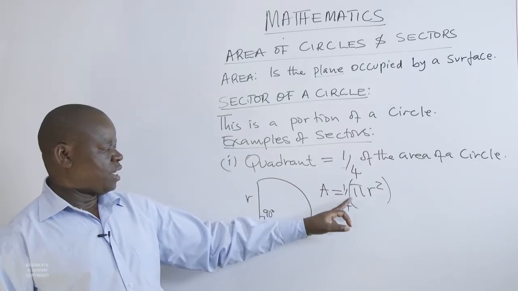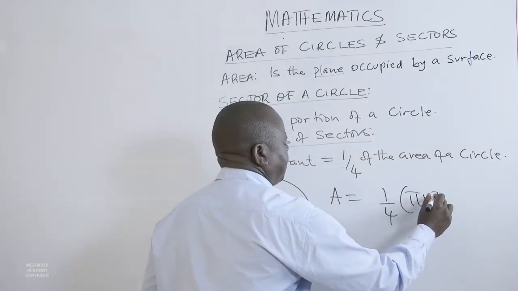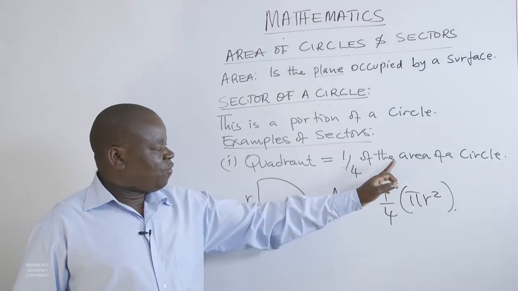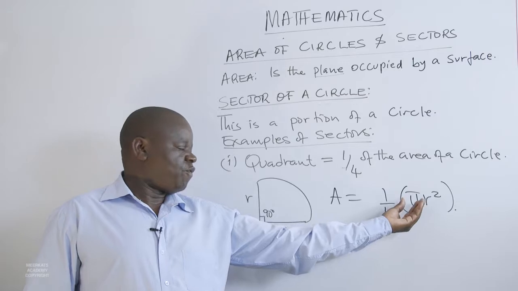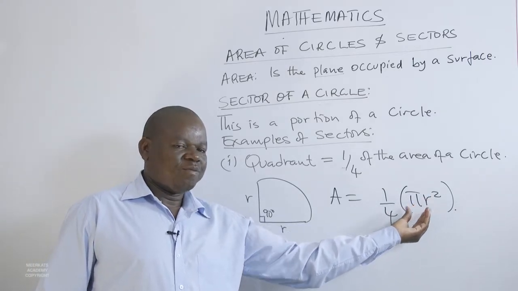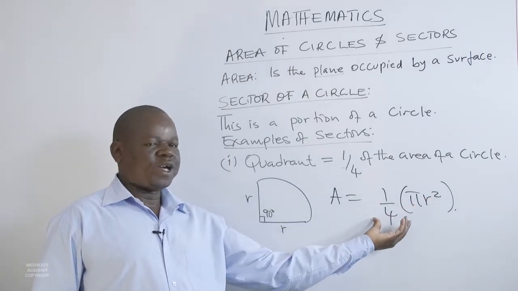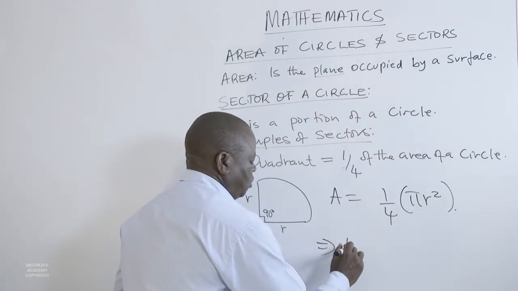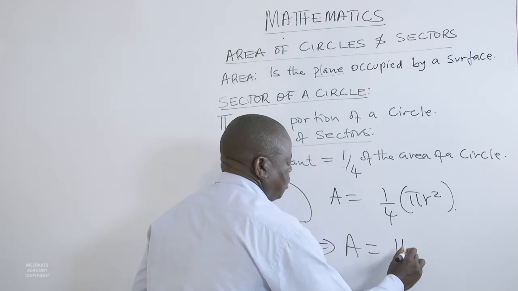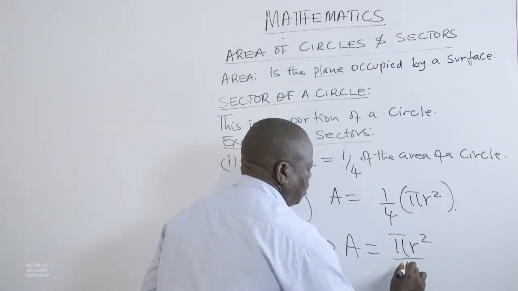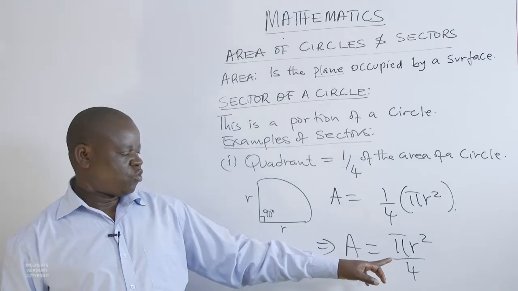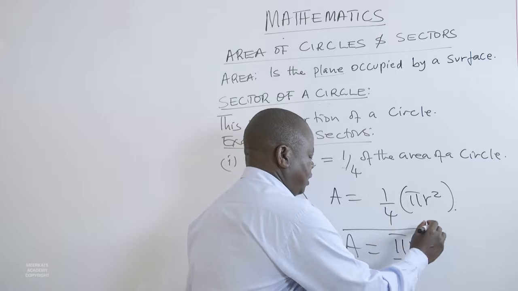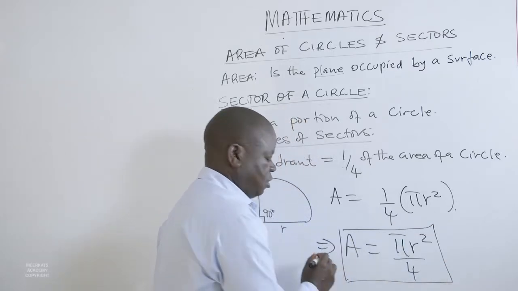So the area of a quadrant is given by a quarter of the area of a circle. The formula for finding the area of a circle is pi r squared. But we want the quadrant, so it will be multiplied by a quarter, which is pi r squared over 4. That is the area of a quadrant, and we find it like that.